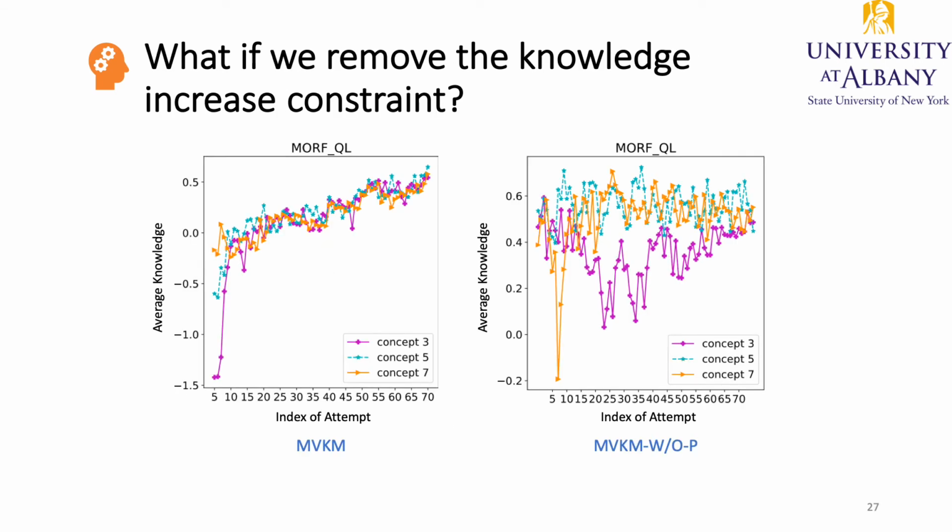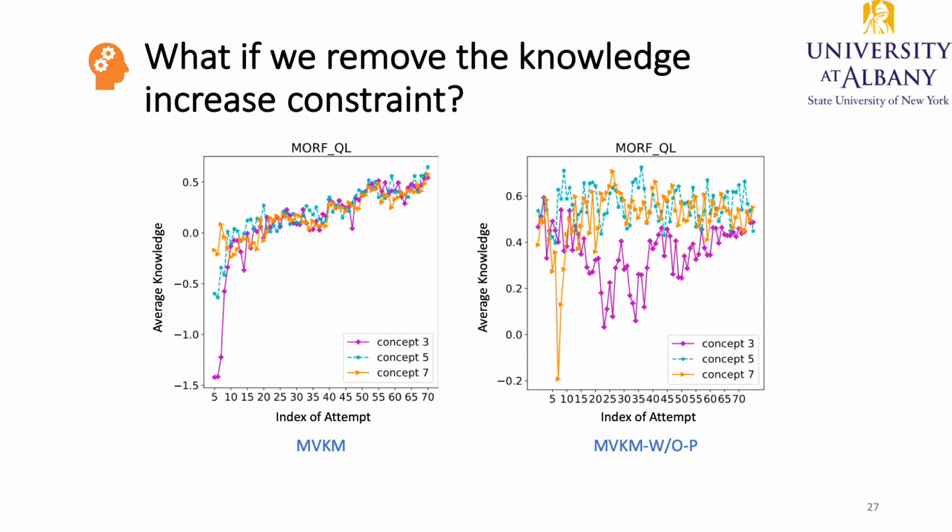Now, we check the effect of knowledge increase constraint on the discovered knowledge gain trends. Let's see what happens if we remove this constraint. These 2 plots are similar to the previous one, showing the average knowledge gain of all students for 3 concepts. The left one is with knowledge increase constraint and the right one without it.